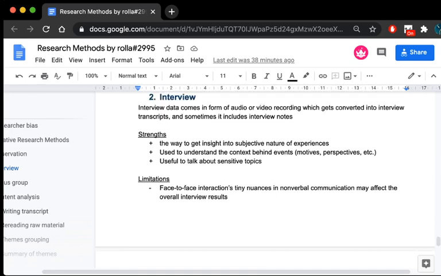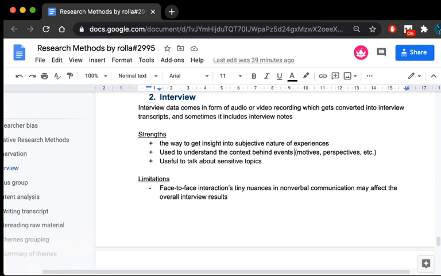The good side of interviews is that you can get into the subjective nature of the experiences. So you can hear a perspective of someone talking about their real experience of a particular thing. It also helps you understand the context behind events, like people's motives for why they want to do this, and their perspective on this. It's also useful for talking about sensitive topics.